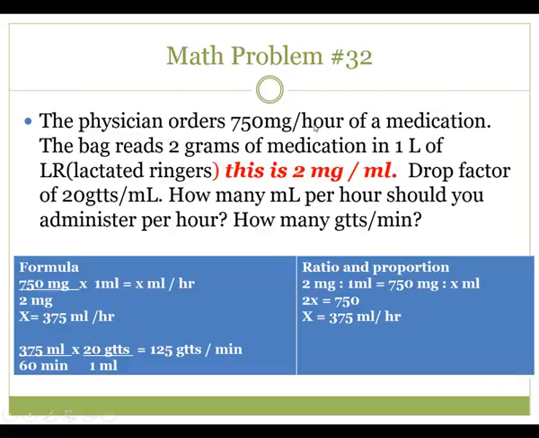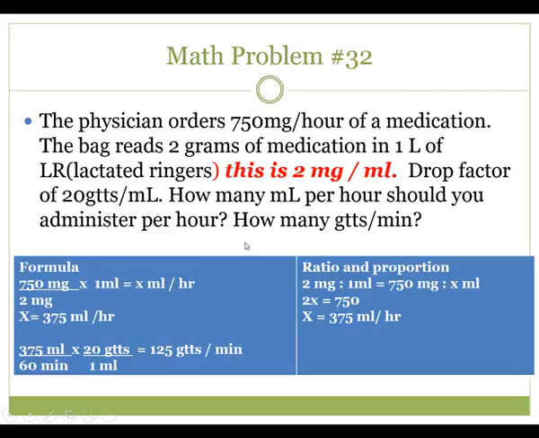Physician orders 750 milligrams an hour of a medication. The bag reads 2 grams of medication in 1 liter of lactated ringers. This is 2 milligrams per mil, and you guys are smart, you knew that already, because this is 2,000 milligrams in 1,000 milliliters, right? So this is 2 milligrams per mil. The drop factor is 20 drops per mil. How many mils per hour should you administer? And how many drops per minute?